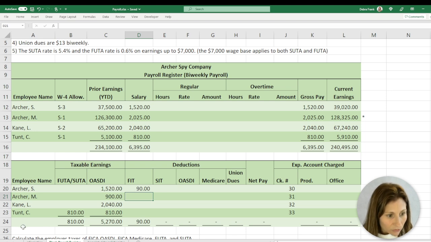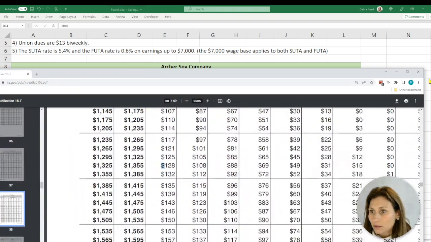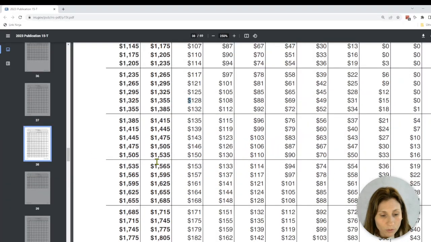All right, so we'll go ahead and do that for Archer M. Make sure you're looking at this amount, not this amount. That was just for OASDI. So we're going to do it for 2025, 240, and then 810. So let's just do 2025 again. All right, I think this is a trick one too.